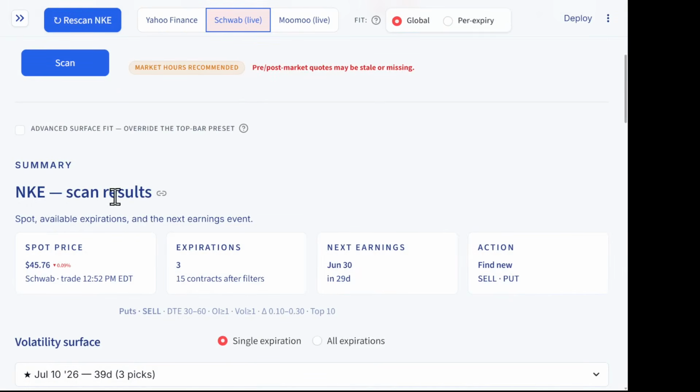Here's the results, starting with these 4 cards. Nike's current price, $45.76. The number of expirations in our DTE filter, 3. The next earnings, June 30th in 29 days. And the action, just to confirm we're looking to sell puts. Then there's some text. You can confirm the scan is what you think it is right here.